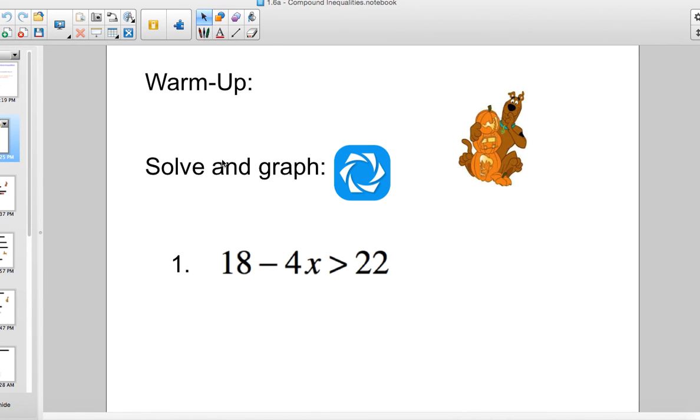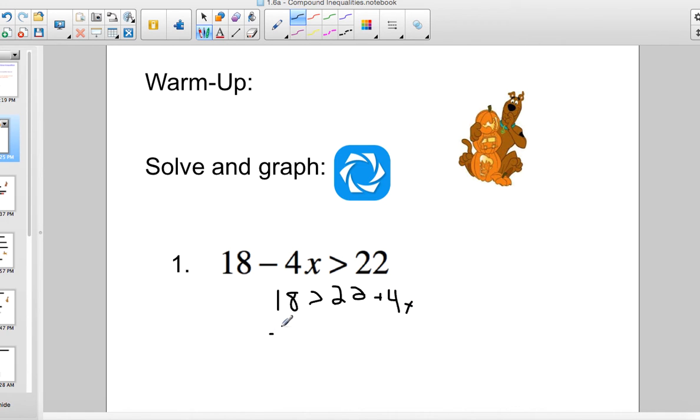All right, so if we did this one, a lot of people would subtract 18. I'm sure most of you guys subtracted 18. I find it easier just to add 4x. It really doesn't make a big difference. But if we add 4x, we're going to have 22 plus 4x. And then we can subtract 22 and we'll get negative 4 is greater than 4x divided by 4. And you will get negative 1 is greater than x.